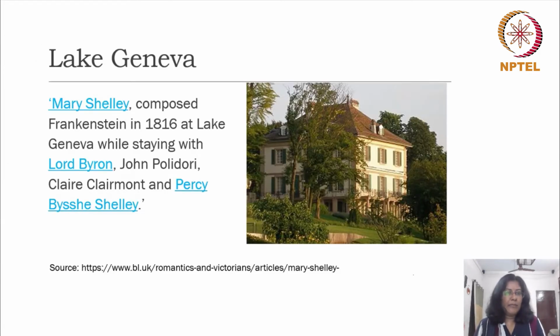So Mary Shelley composed Frankenstein in 1816 at Lake Geneva, where she was staying with Lord Byron, John Polidori, Byron's physician, Claire Claremont, who is Shelley's half-sister, and Percy Bysshe Shelley. So they're all staying together at Lake Geneva, and it was at this setting in 1816 that Frankenstein was apparently composed.